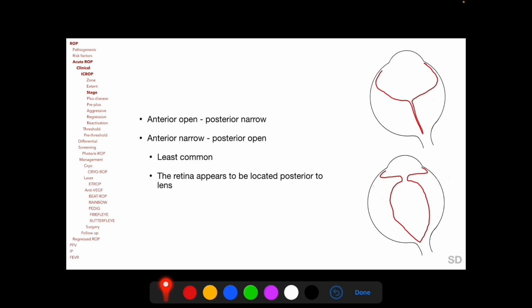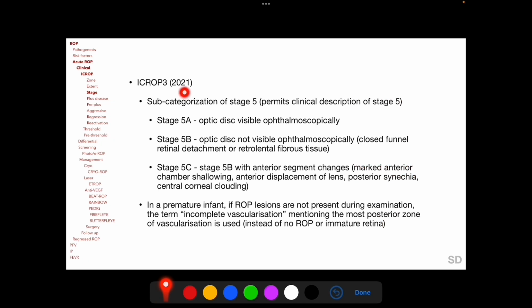The third configuration is a funnel which is open anteriorly but narrow posteriorly, and the least common configuration is a funnel which is narrow anteriorly but open posteriorly, and here also the retina appears to be located immediately posterior to the crystalline lens. The 2021 edition of ICROP further subcategorized stage 5 ROP to permit more detailed clinical description.